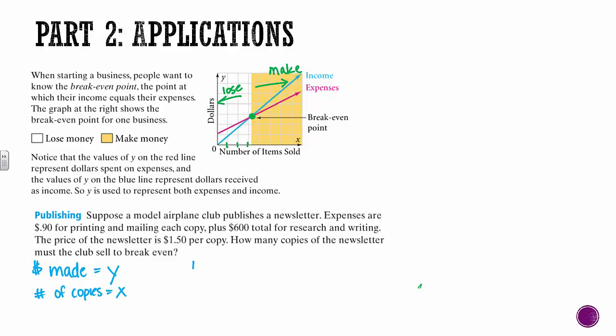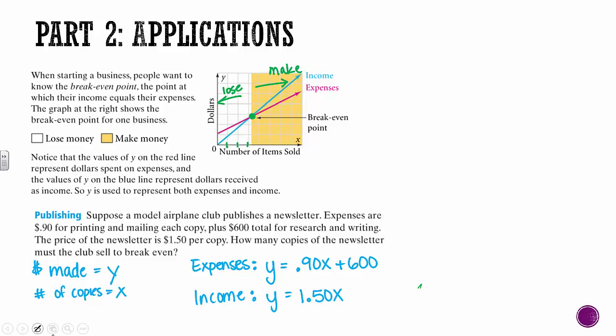So expenses. Expenses are 90 cents for printing and mailing each copy. So our expenses equal 90 cents for each of them, plus $600 total. And then our income is we're charging people $1.50 per copy. So we want to figure out when we break even. So this is a nice, easy substitution problem. We can plug this in.